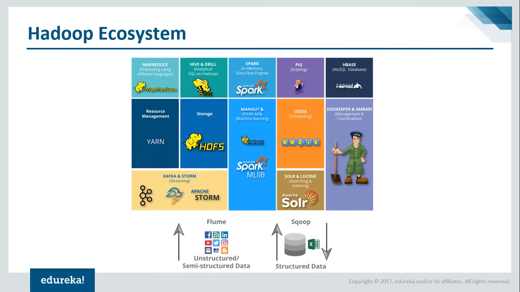It can handle everything. Then comes Zookeeper and Ambari. So these are management and coordination tools. Zookeeper is the coordinator of Hadoop jobs, which includes a combination of various services in a Hadoop ecosystem. Apache Zookeeper coordinates with various services in the distributed environment.